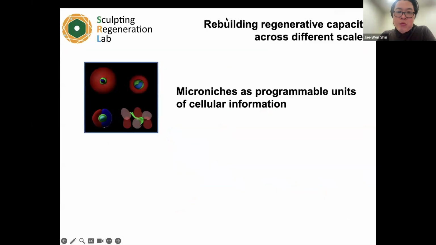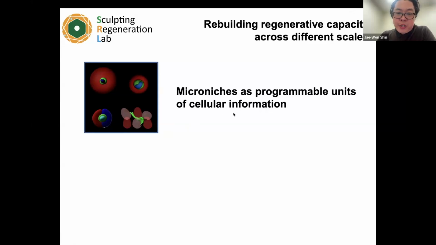So in our research we've been looking at ways to rebuild regenerative capacity of the body across different scales. Today's focus is going to be the key concept where we can build microscale environments or micro niches as programmable units so that we can not only direct cellular behavior, but also do so in a predictable way.